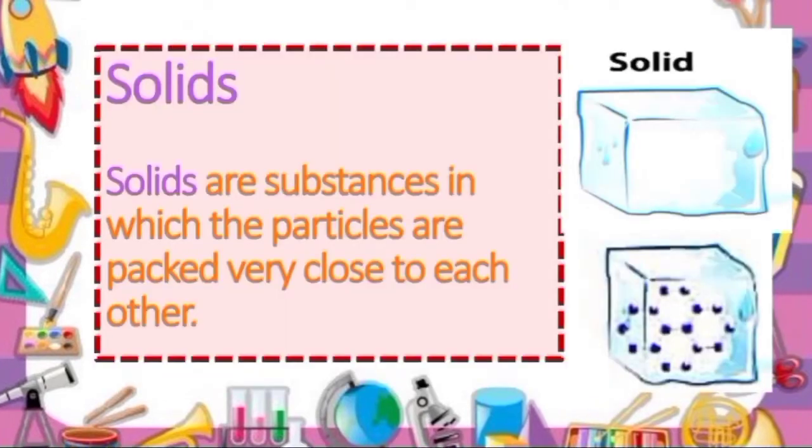In solids, particles are tightly or closely packed. The gaps between the particles are tiny and hence it is tough to compress them. Solid has a fixed shape and volume. Solids are substances in which the particles are packed very close to each other. Solids are usually hard and have a fixed shape. Pencil, book, chair and marbles are examples of solids.